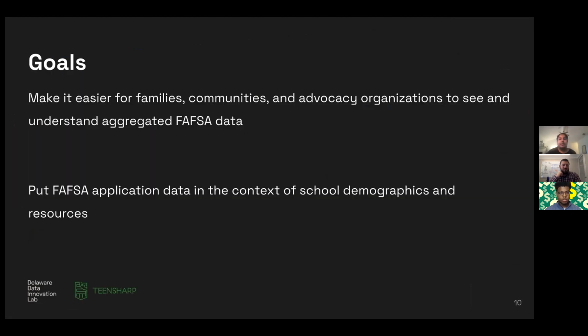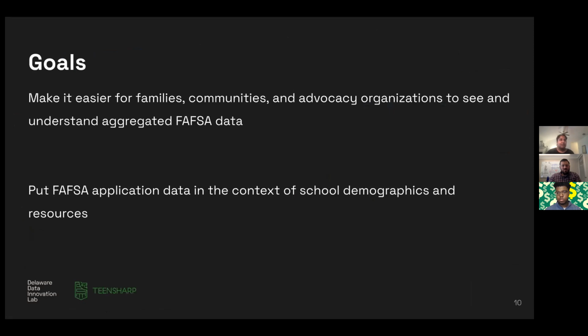So our two main goals were to make it easier for families, communities, and advocacy organizations to see and understand aggregated FAFSA data. As you'll see in a moment, we basically combine different data sets and put them together in one place to make it easier for the user to get all the relevant information together. And we also put the FAFSA application data in the context of school demographic data provided by the state of Delaware. Throughout this process, we met with community stakeholders at various points.